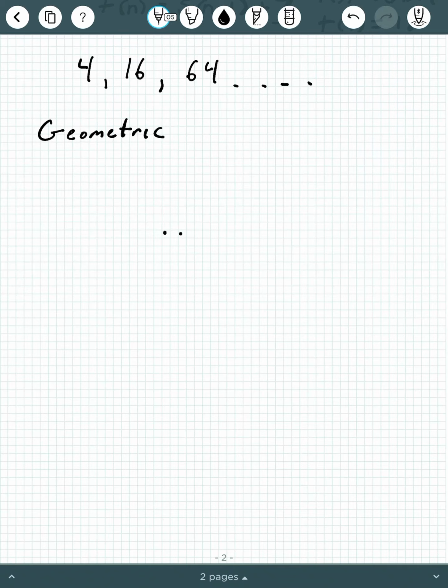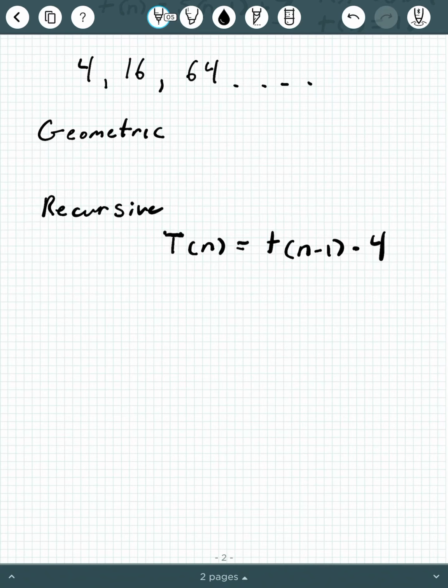So since it's a geometric sequence, let's talk about how we write those recursive and explicit rules. The recursive rule is similar to that for the arithmetic sequence, where we'll still be looking at a term like t of n, and to get to that term, we'll take the term right before it, which is t of n minus 1, and then, well, it looks like we have to multiply by 4 every time. So that's our recursive equation.